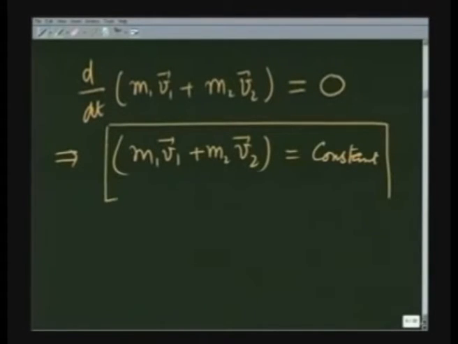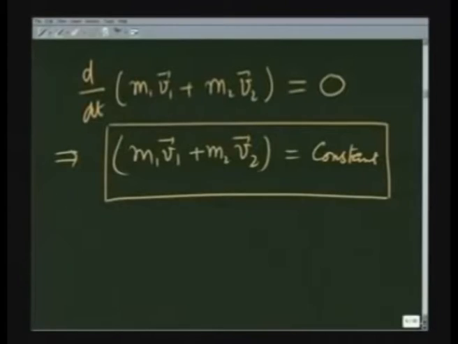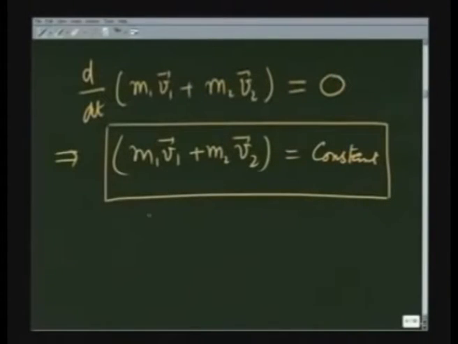So what we learn is that no matter what the interaction between the two particles is, I have taken it to be most general, F12, F21, as long as Newton's third law is obeyed, m1 v1 plus m2 v2, or the momentum of the first particle plus the momentum of the second particle, which I will call the total momentum of the system, is going to remain a constant.